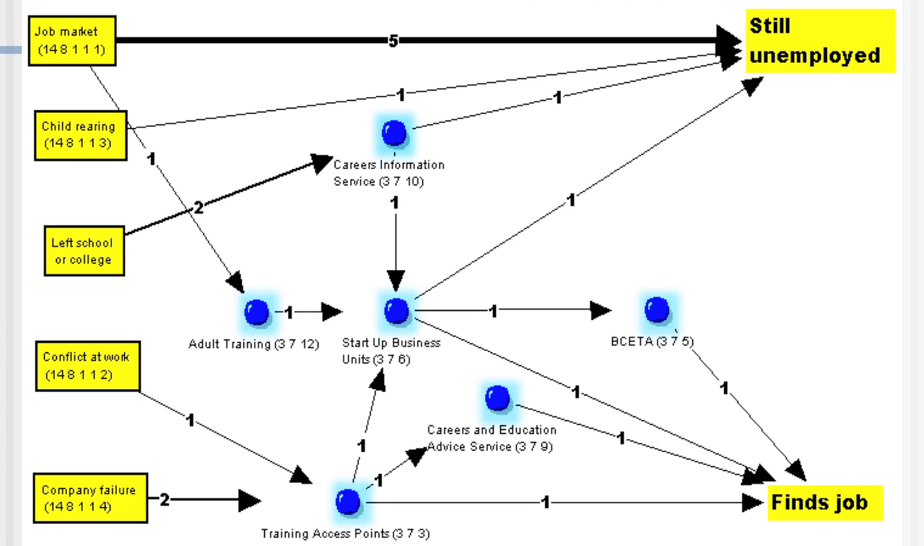And in this case, the numbers here give you the number of people. So lots of very low numbers, hence a study with not many people in it. You might expect a real study of many more numbers there. But one or two, the twos show you these are more frequent ways of doing it. And then they end up through this flow. So somebody might start on the job market and nothing much happens, they're still unemployed. Five of them. But they might start off with a conflict at work, they come into a training access point, and then they go to a career education advice service, and then they come down and find a job. So they flow through the system at that point.